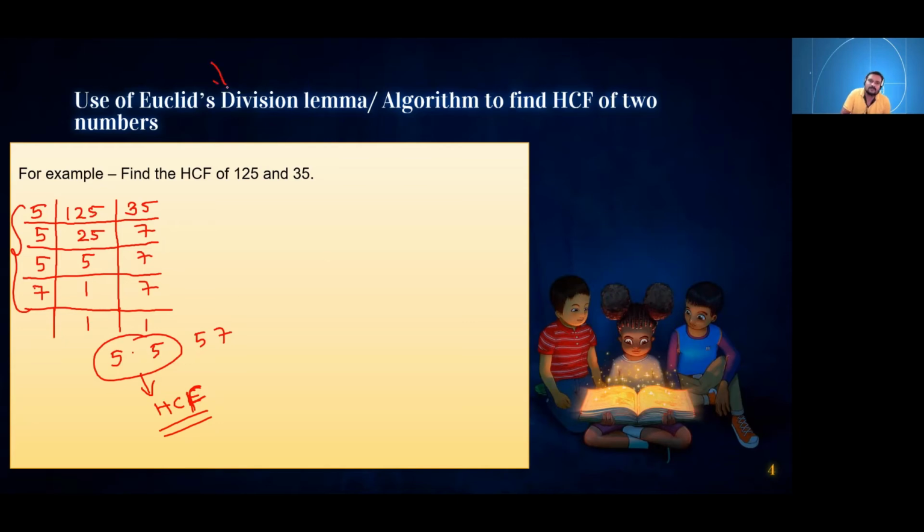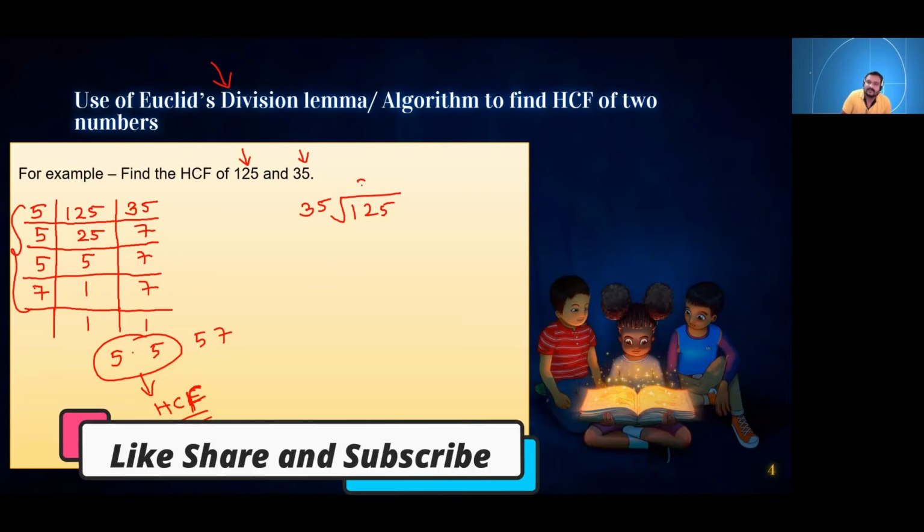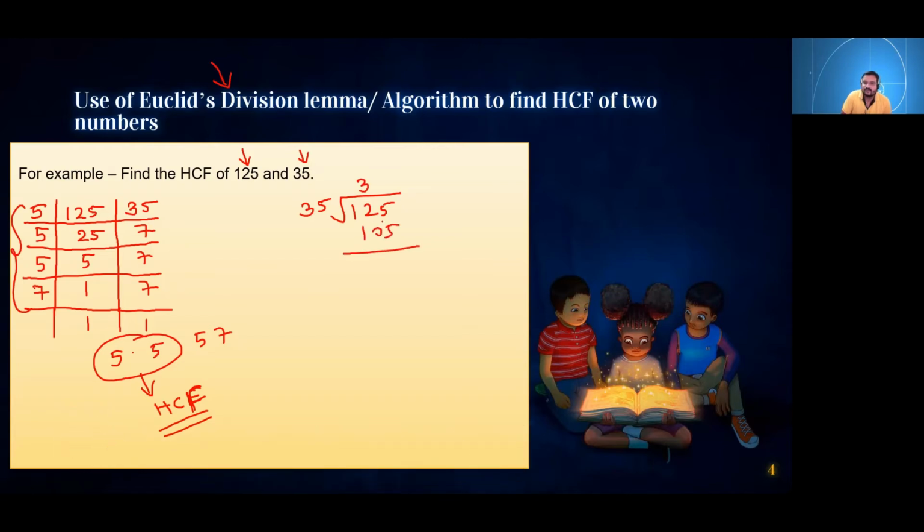Now, our actual topic, Euclid's division lemma. So here 125 and 35, which one is bigger? 125 is bigger, so it will come inside the division sign, and 35 is smaller, so it will be the divisor. So 125 is our dividend and 35 is our divisor. 35 times 2 is 70, 3 times is how much? 105. So what will come here? Here we will get 20.